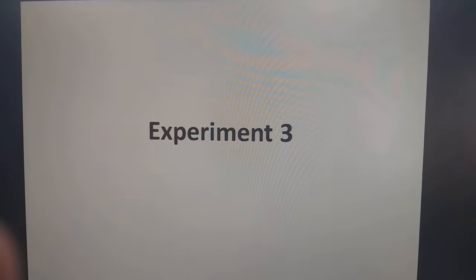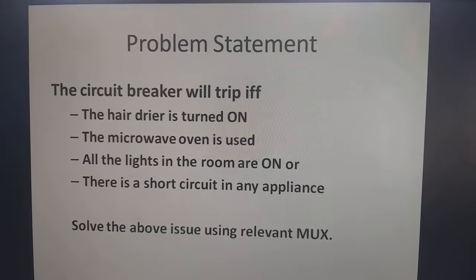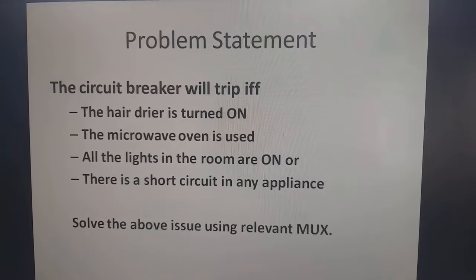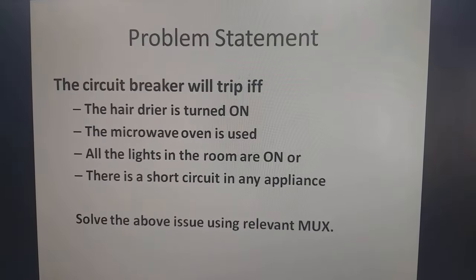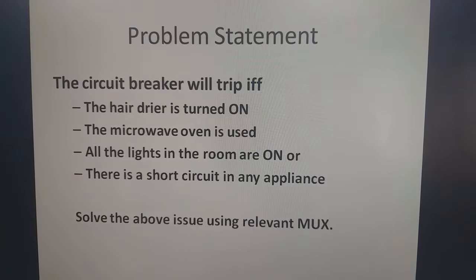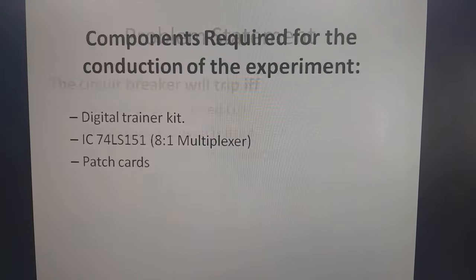Good morning all. Today we are going to implement experiment number 3, the lab experiment number 3. The problem statement goes like this. The circuit breaker will trip if and only if the hair dryer is turned on, the microwave oven is used, all the lights in the room are on, or there is a short circuit in any appliance. We are supposed to implement this using relevant mux.